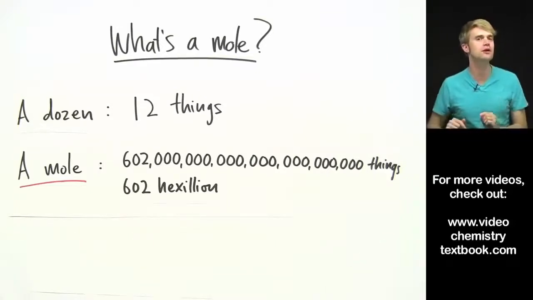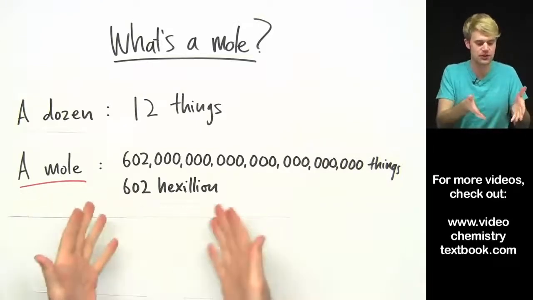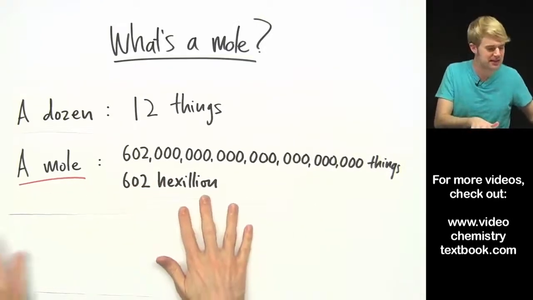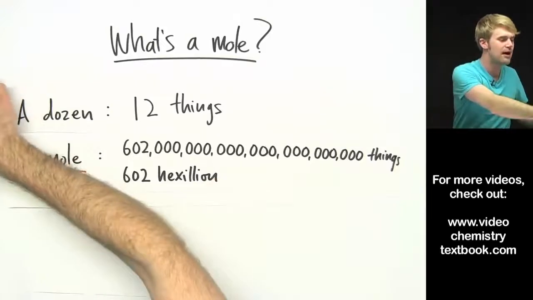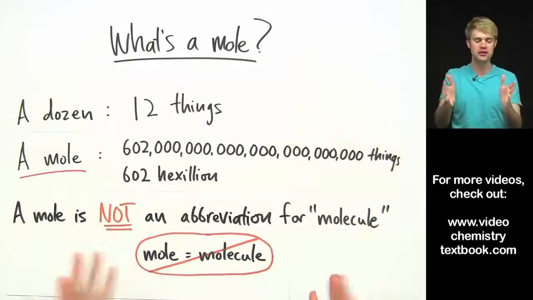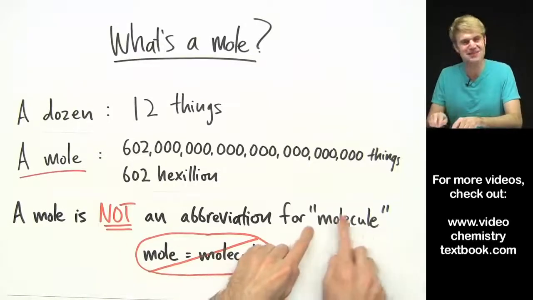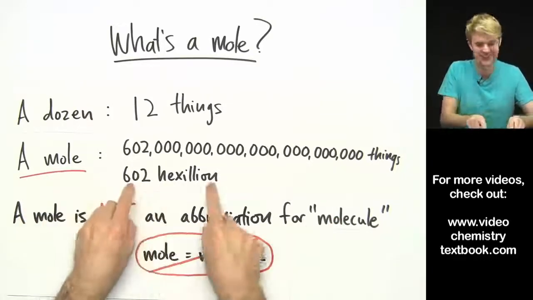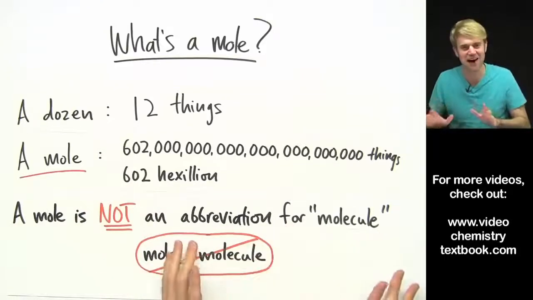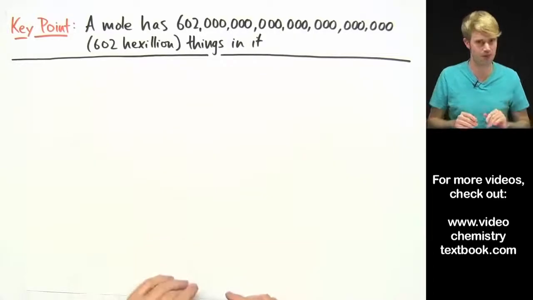Now, here's one thing that confuses people about moles. They forget that a mole is a name for 602 hexillion things, and they think that a mole is an abbreviation for the word molecule. So many people think this. They see mole and they think, oh, you mean molecule. No, no, no. If I write mole, I don't mean molecule. I mean a group of 602 hexillion things, not a molecule.